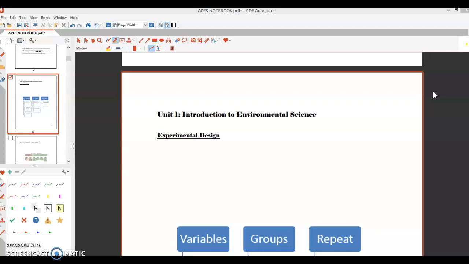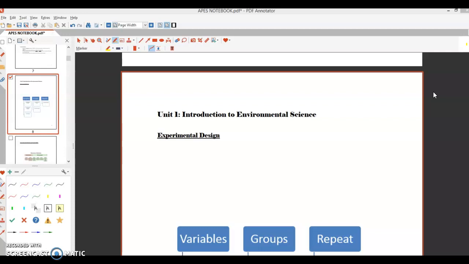We are going to start Unit 1 with the introduction to experimental design. It is more commonly known as the scientific method, which I know you guys have been learning about since basically the 6th grade. But of course, we're going to talk about it from an advanced academics perspective.